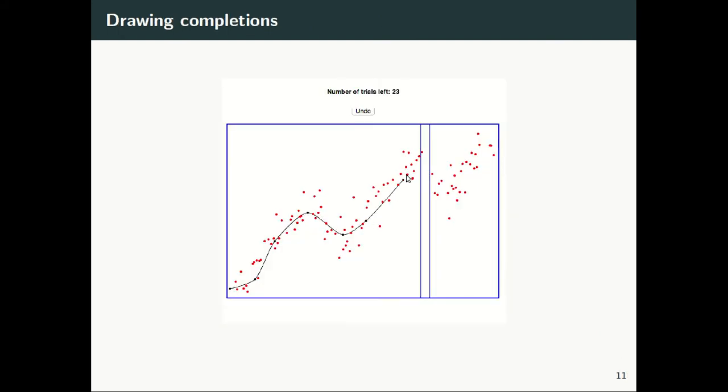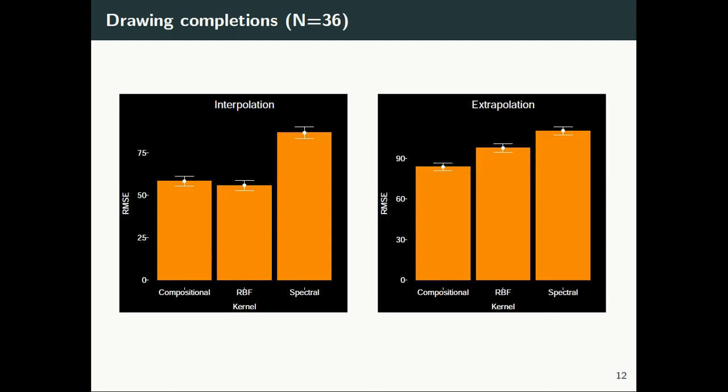Next, we let participants draw predictive lines into noisy realizations of functions that we had sampled from a compositional kernel. Again, we found that the compositional kernel corresponded more closely to the predictions of the participants than the other 2 approaches, which holds true for both interpolation and extrapolation judgments.